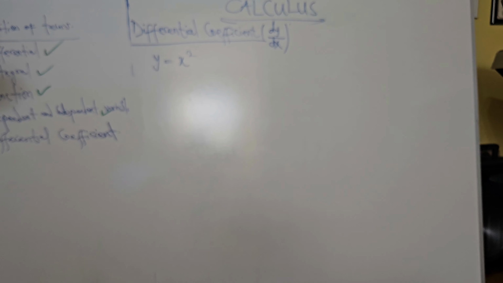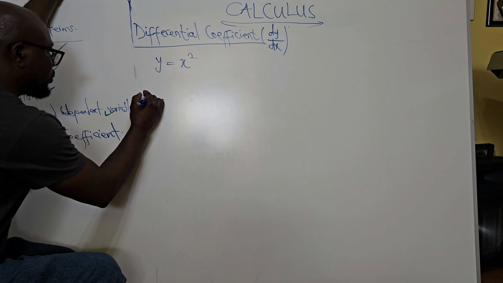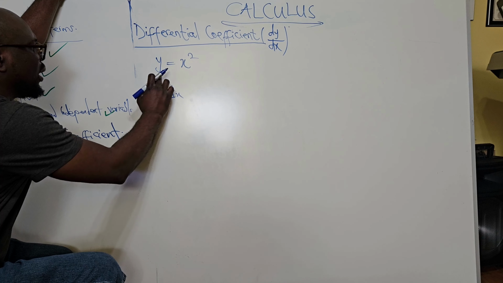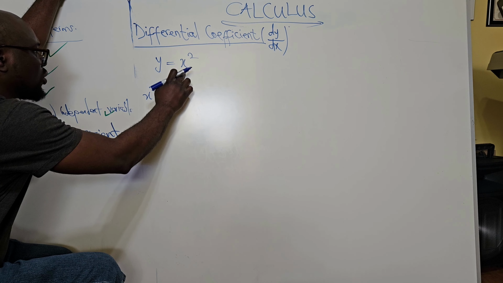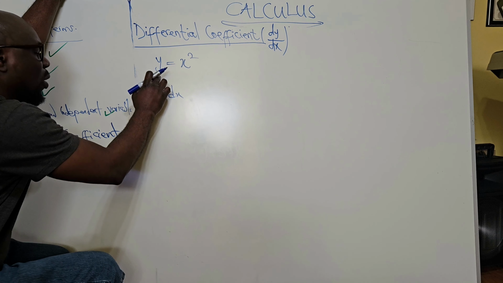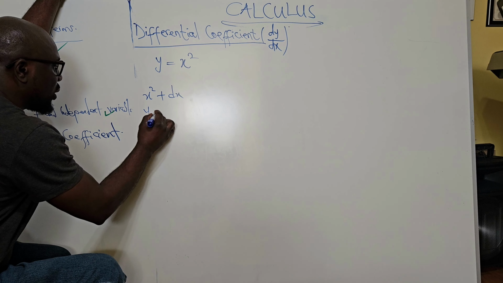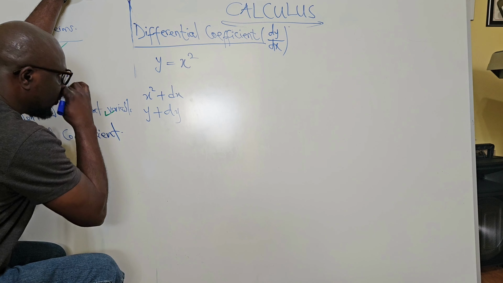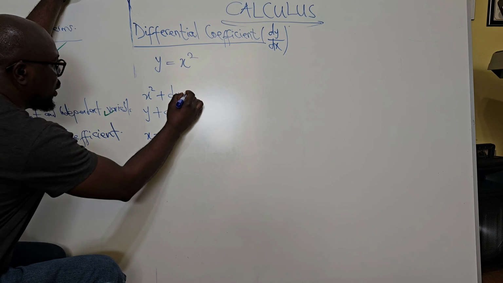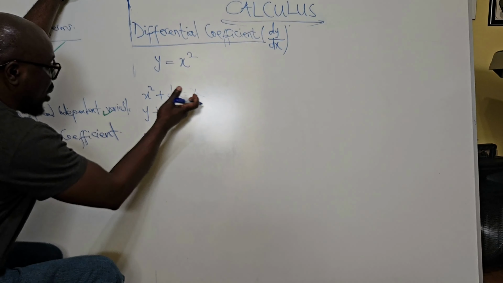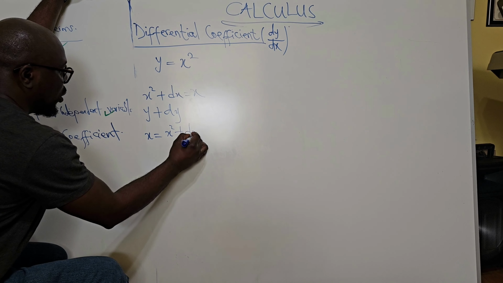In differential equation, let's add a little bit of x to x. So x plus a little bit of x. But we know that because y is related to x in this way, which is a function of x, if x increases, y is also going to increase. So the new x is now x plus dx. The original x was just x, but now we add a little bit of x to it.